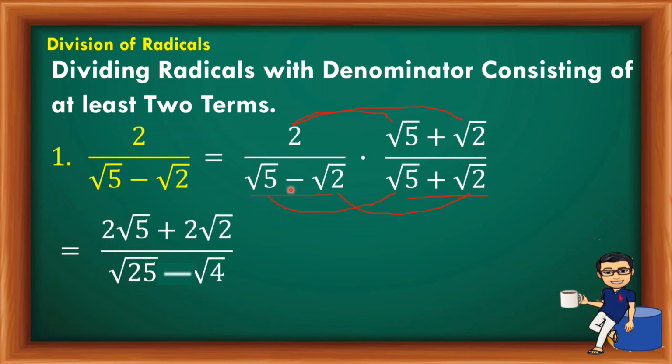Ito naman, square root of 5 times square root of 5 is square root of 25. And square root of 2 times the square root of 2, that will be minus square root of 4. So, sana nasusundan natin. And the result will be this. So, kopyahin na lang natin ito kasi hindi na siya masisimplified. Pero ito, square root of 25 ay 5. Then square root of 4 ay 2.